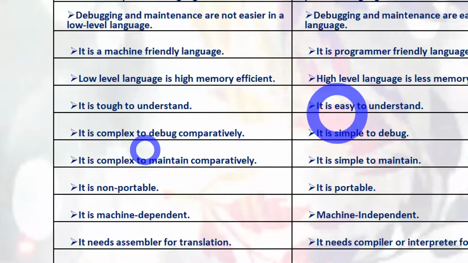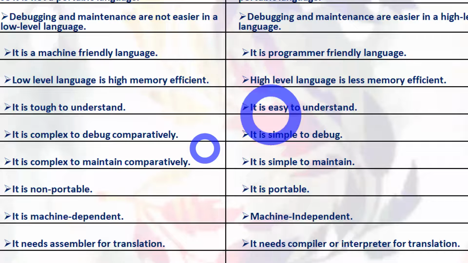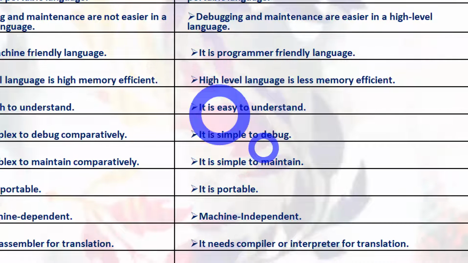A simple example. Coming to low level language, it is complex to debug comparatively. Here, bug is nothing but an error. Debug is nothing but removing an error, rectifying an error, or solving an error. That is called debug. This is comparatively complex for low level language. In high level language, it is simple to debug. Several debugging tools are also there, so it is easy to debug.